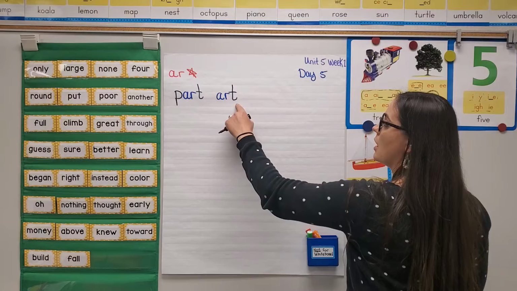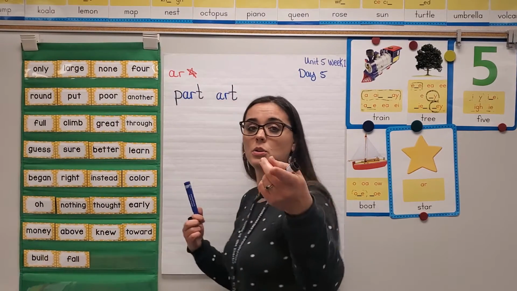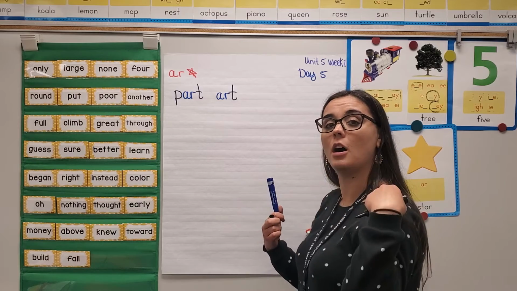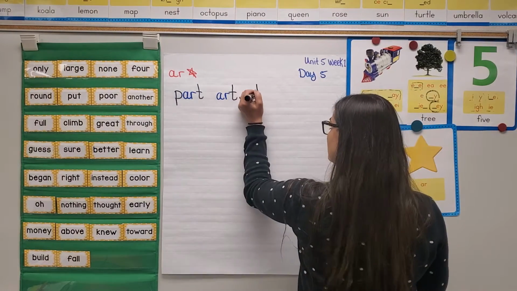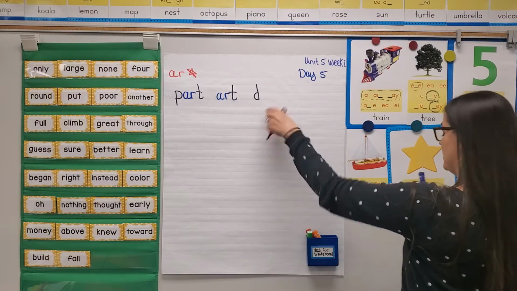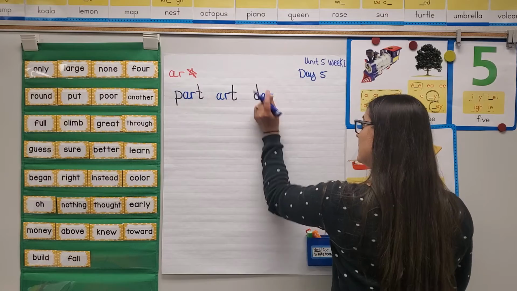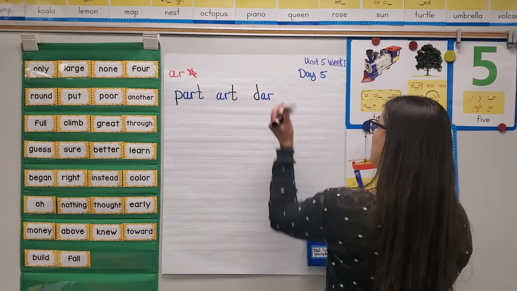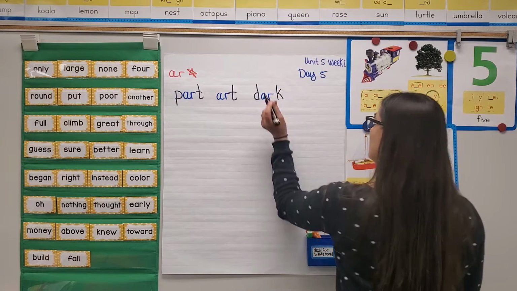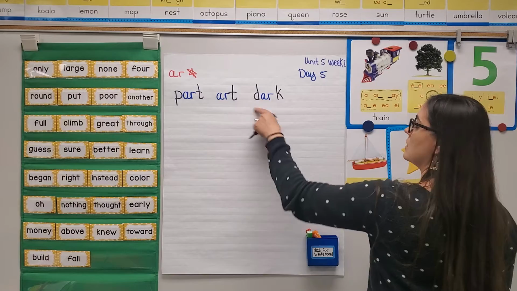Art, art. All right. Next word, dark. Your turn. Duh, R, k, dark. D says duh. A-R, R, duh, R. K says ka, duh, R, k, dark.